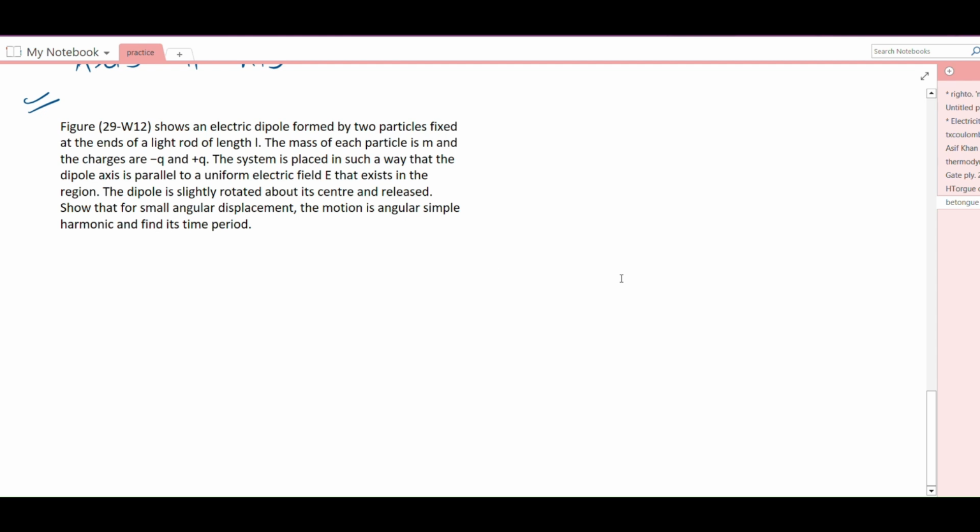Okay, so in this problem, the question is: the figure shows an electric dipole formed by two particles fixed at the ends of a light rod of length L. According to the question, there is a dipole formed by two particles. So let's consider that the dipole is minus Q, plus Q, and there is an electric field.